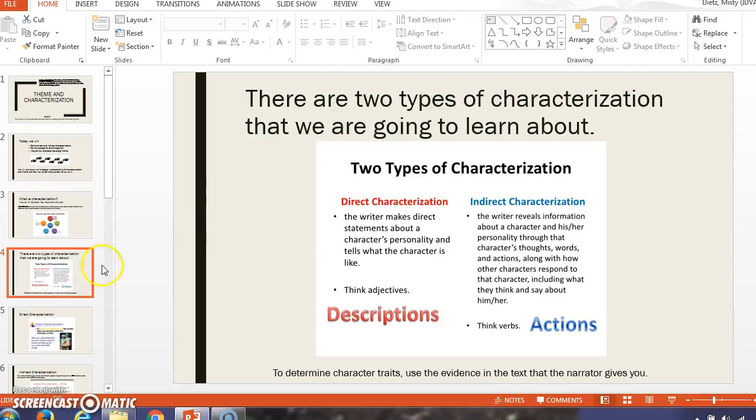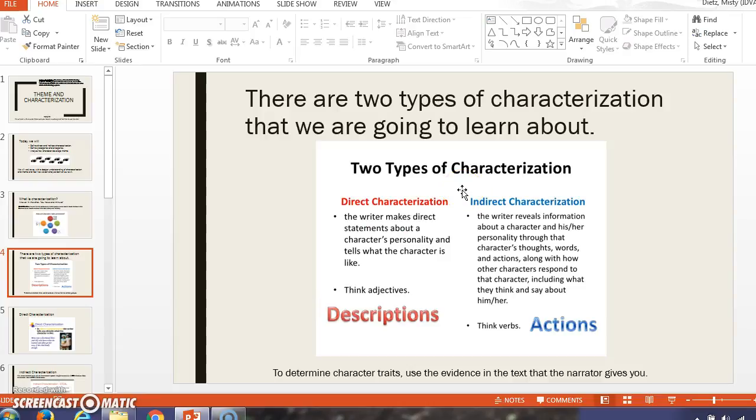There are two types of characterization that we're going to focus on in Unit 2. There's direct characterization, and then there's indirect characterization. Direct characterization is a little bit easier. Direct characterization is when the writer makes direct statements about a character's personality and tells what the character is like. So think adjectives and descriptions. Direct characterization is when the narrator tells you exactly what to think of the character.